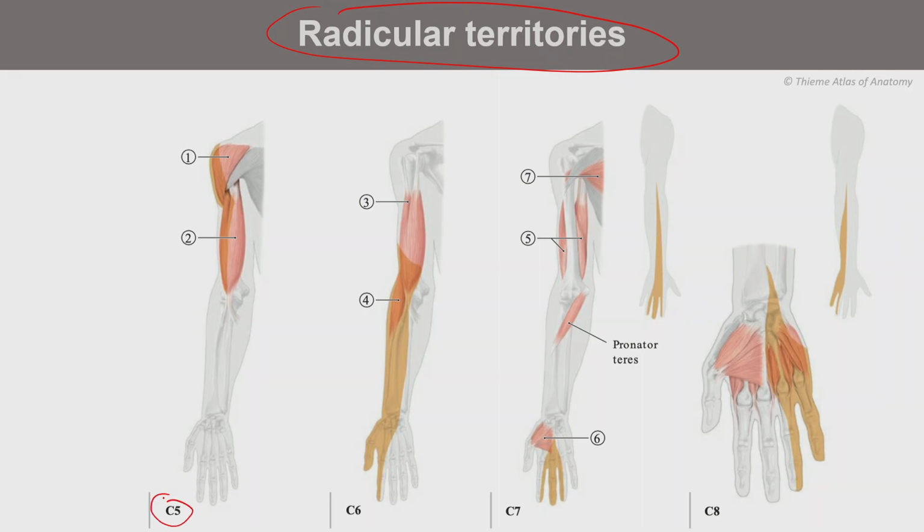C5 level is typically biceps and deltoid muscle. So what is the nerve which is innervating the biceps, and which nerve is innervating the deltoid? Yes, musculocutaneous is biceps, and the axillary nerve is the deltoid. So you can see here that those muscles are generated from one somatome.